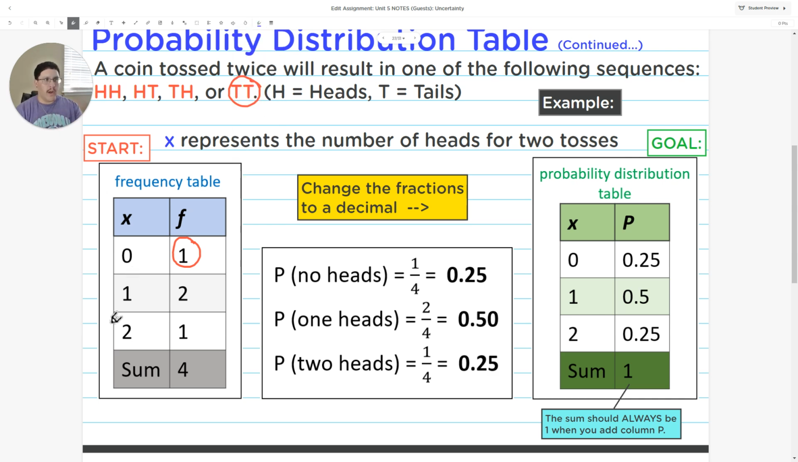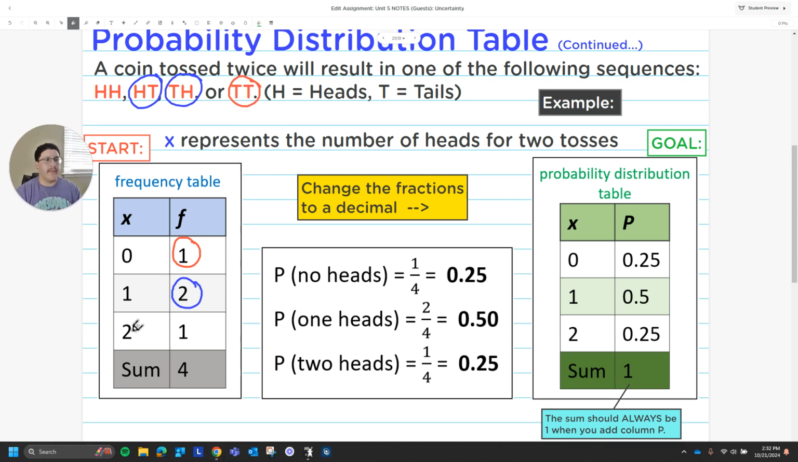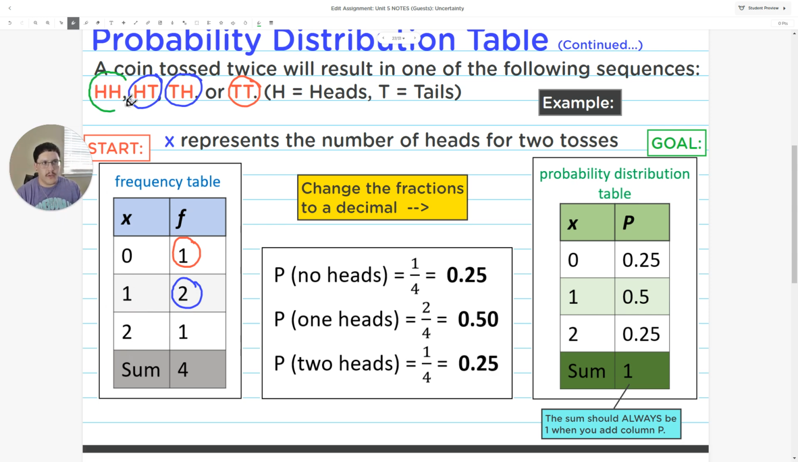Oh, I'm sorry, one of them that has an outcome of 0 heads, not probability. How many have an outcome of just 1 head? Well, that's either heads, tails, or tails, heads. So there's 2 possible ways of getting that outcome. How many outcomes do we have for getting 2 heads? There's only one outcome for that, and that's heads, heads.